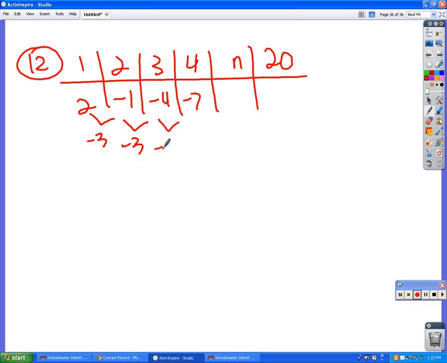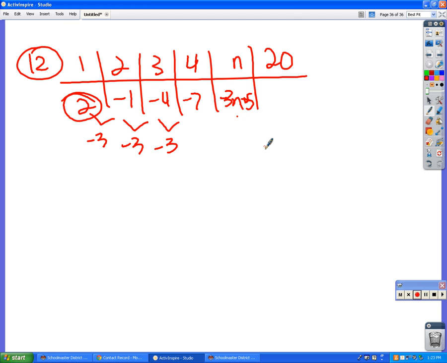And when the pattern is exactly the same, coming up with the formula is easy. Since it's going down by 3 each time, what do I write? Negative 3n. And then I have to figure out what do I need to add or subtract. So if I plug in 1 for n, that's negative 3. But I want my answer to be 2. So what can I do to the negative 3 to get 2? Plus 5. And so that is the formula for that table. Negative 3n plus 5. Okay?